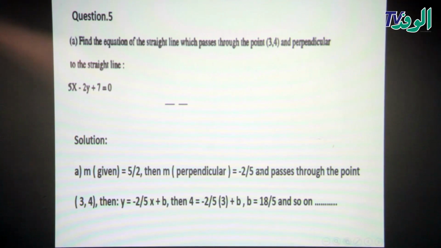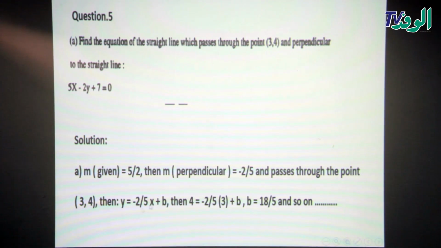The last one, find the equation of the straight line which passes through 3 4 and perpendicular to this line. My dears, when we read the question, we focus that we have 2 lines, one is given and one is wanted. From the given one I get the slope, slope of given is 5 over 2. Okay, it should be negative 5 over negative 2 but when we simplify it is 5 over 2. So the slope of the perpendicular, flip and change, is negative 2 over 5.